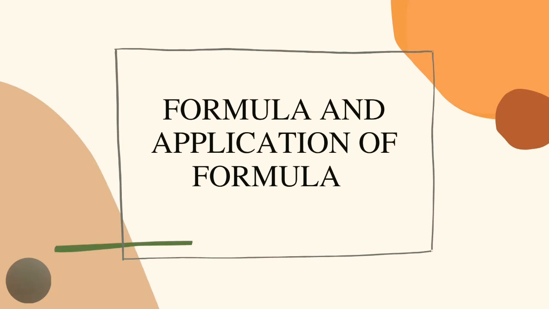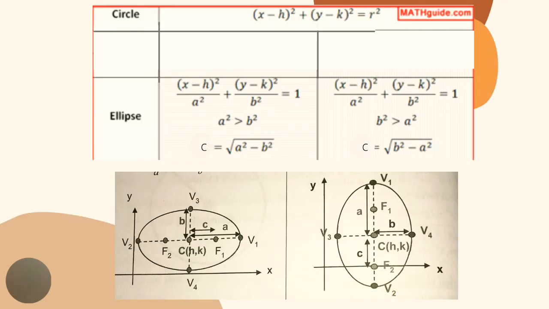Now let's take a look at the formulas and how we can apply the formulas introduced to us in the chapter Conics. First, we are introduced to the formula of a circle, given here as (x minus h) squared plus (y minus k) squared equals r squared, where h and k are the center coordinates, where h is the x coordinate and k is the y coordinate, and r is the radius.